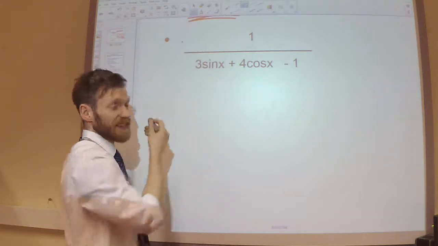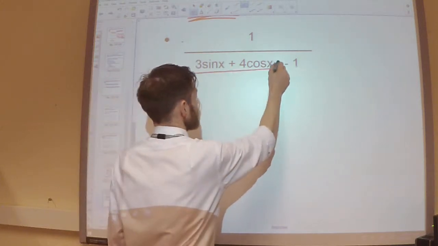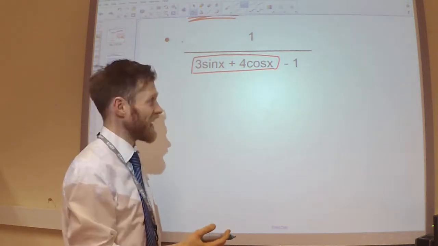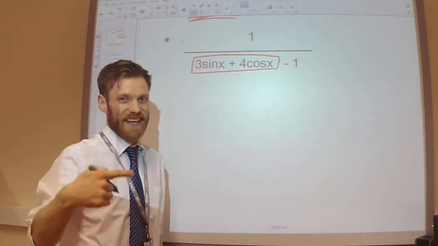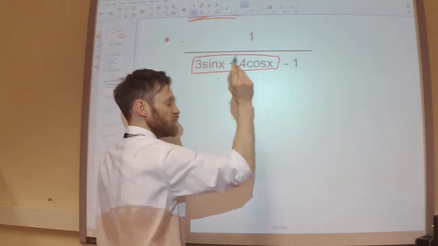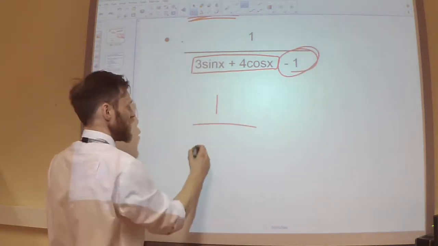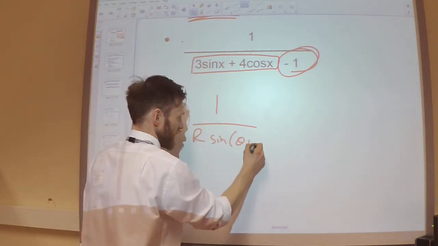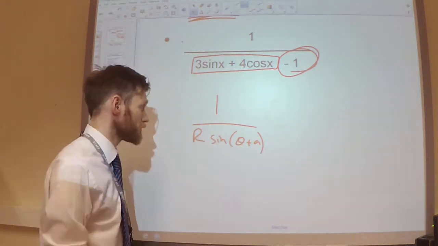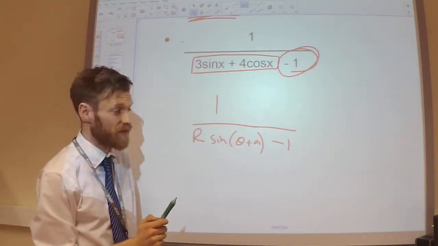And finally, if you have something like this, and this would be part B of the question, and in part A, you've probably rewritten that in the form of r sine theta plus a. Part B would say hence, and then we make a substitution here. Far too often, I see students forgetting about that minus 1. They just go, right, 1 over r sine theta plus a, and just go from there, whether it's an equation or working out the maximum and minimum or whatever it is. They forget about the minus 1. So make sure that you include that. Be really careful with that.